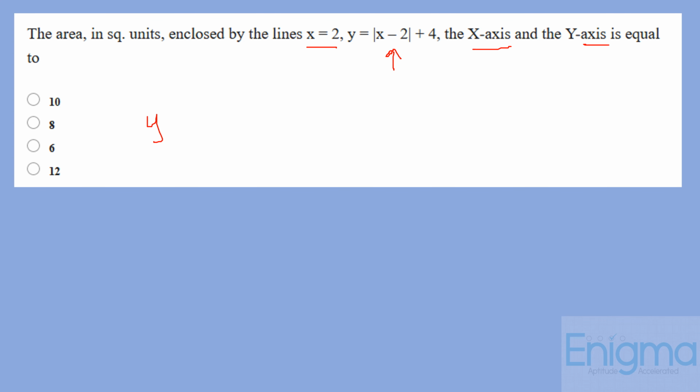Now, y is equal to mod x is very simple. The graph is something like this.